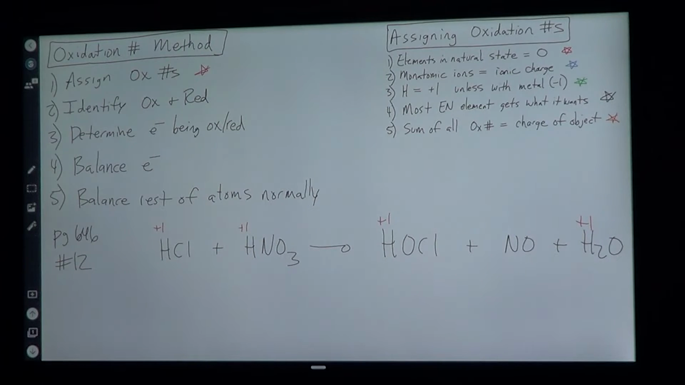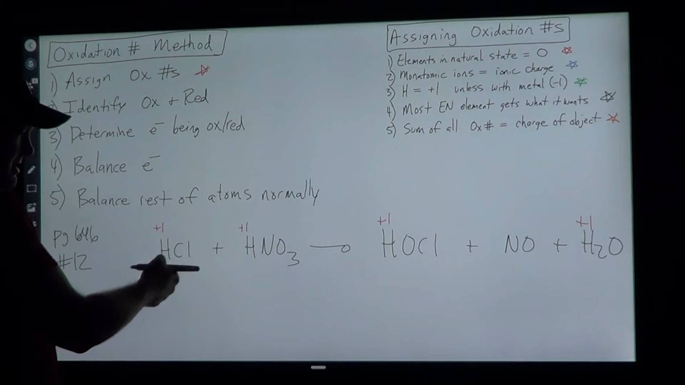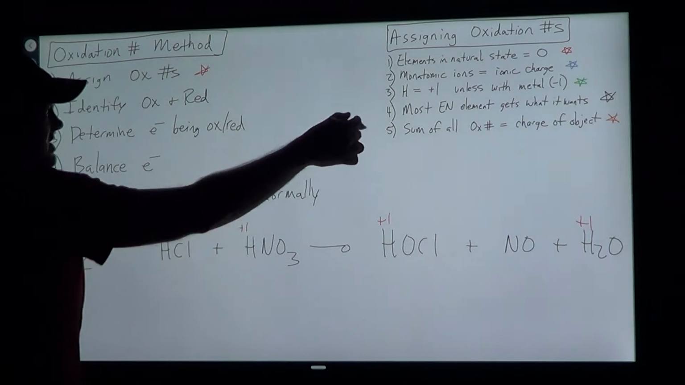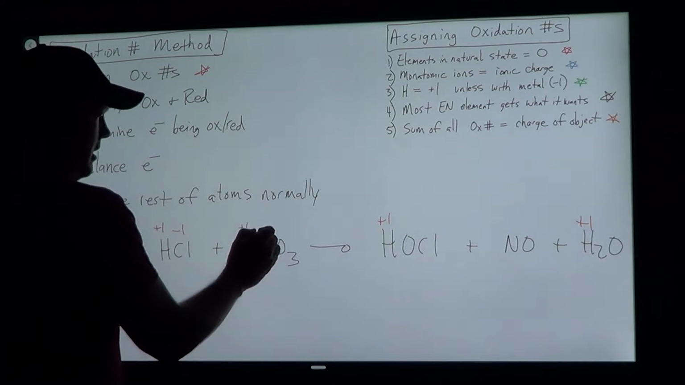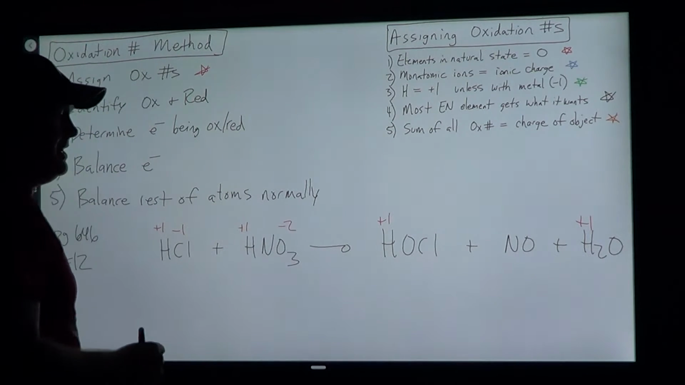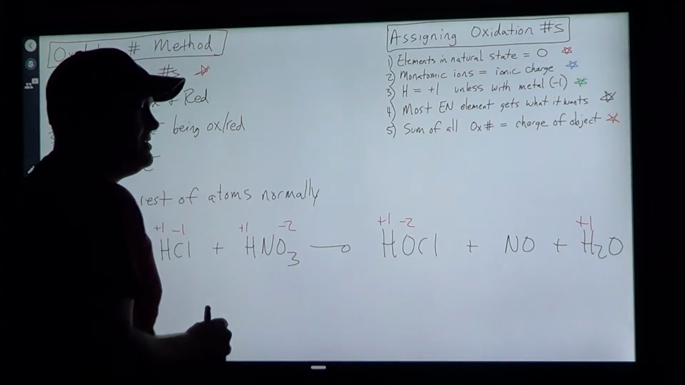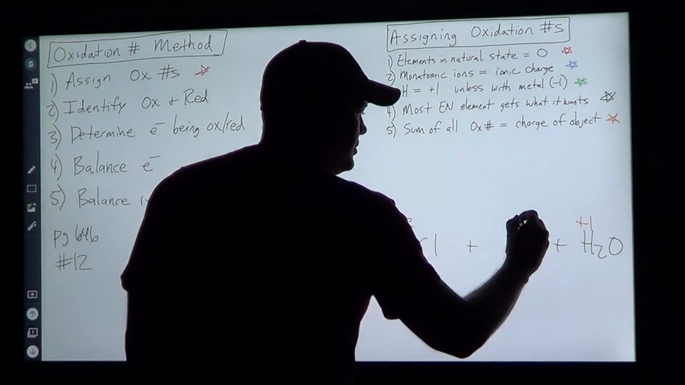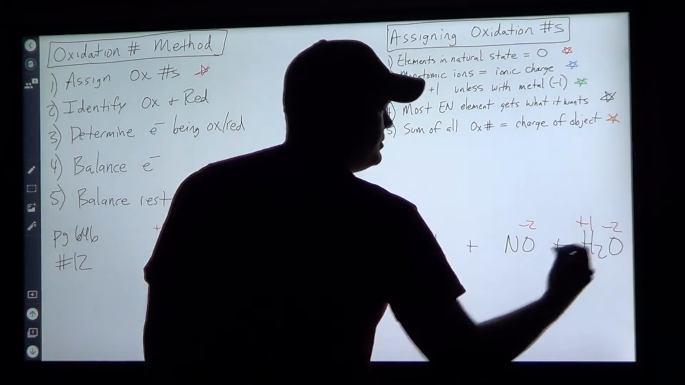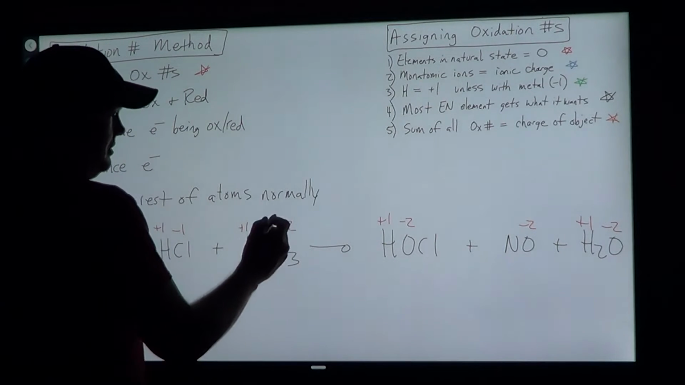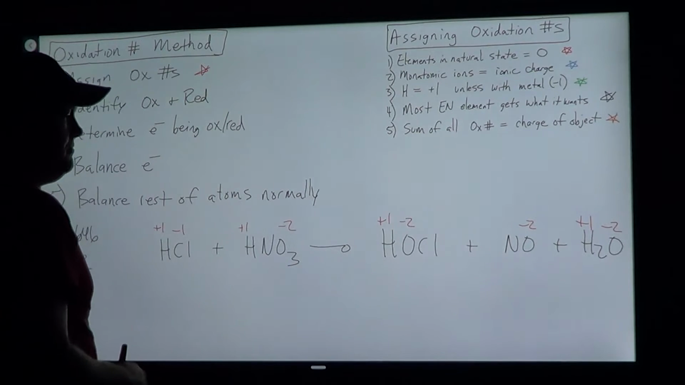Step 4, the most electronegative element gets what it wants, which is why this HCl, the chloride's -1, gets what it wants, which is kind of rule 5 as well. Oxygen is stronger than nitrogen, so it gets -2. Oxygen is stronger than chlorine, so it's -2. Oxygen is stronger than nitrogen, and this oxygen gets its -2 to make water.